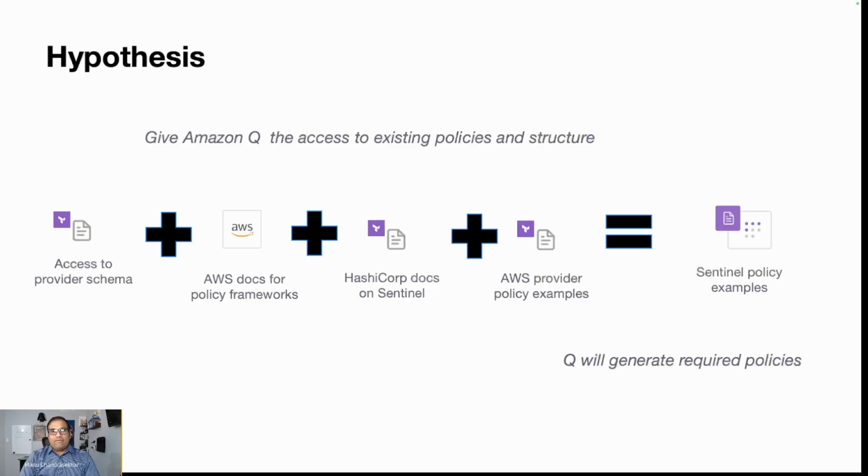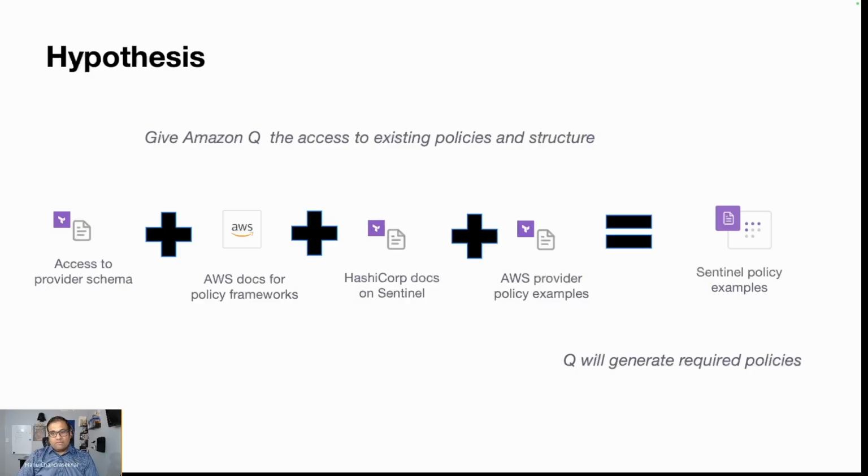And in the course of time, I realized it helps to have some policy examples, whether it's from the AWS provider or the AWSCC provider that I wrote. For QCLI, use the additional information that I'm providing and use that to create the policies that I want. So the expectation is Q will use these examples and details to generate the required policies.